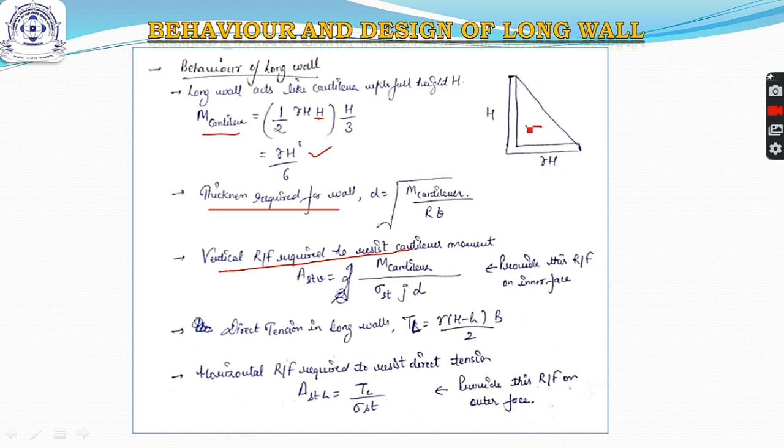Now due to the water pressure present in this particular tank on this wall, there will be some direct tension acting in the long walls. So direct tension will always act irrespective of whether it is free here or not free. So T_L is gamma H minus h into B by 2. We studied the same expression in the previous question. So this is the direct tension. So the horizontal reinforcement required to resist this direct tension will be A_st equal to T upon sigma_st. So this is the design of the long wall.